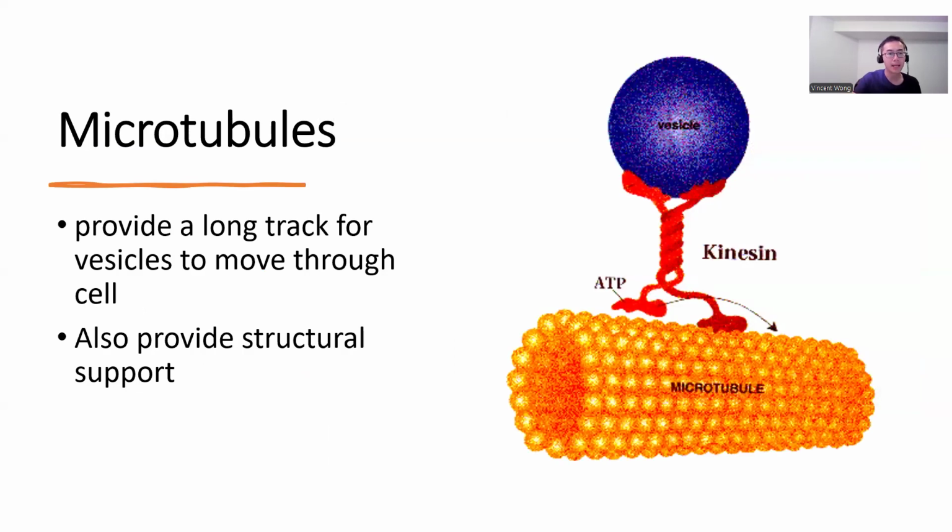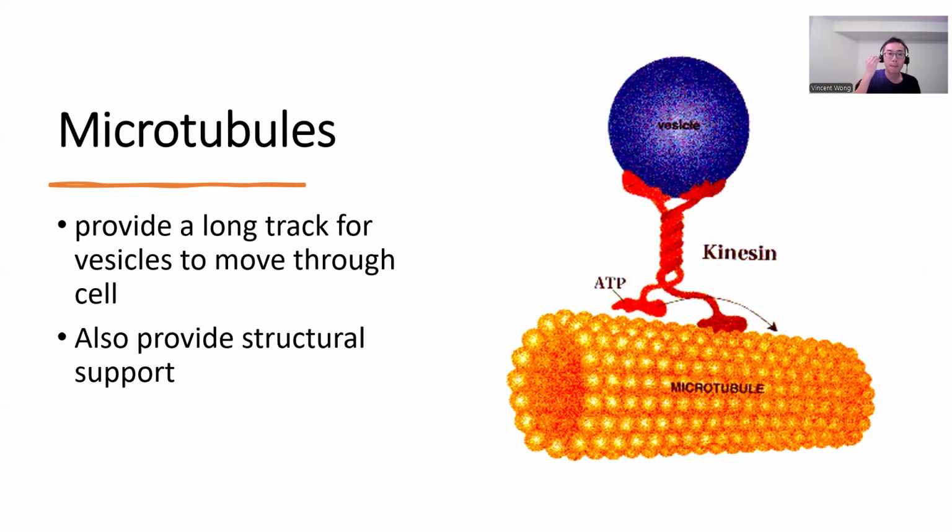Last, we have the microtubules, okay? The microtubules provide a long track for vesicles to move through cells. Remember last class, we said the vesicle buds off from the rough ER, and then it needs to go to the Golgi body, right? But how does it know where to go? These things are not really thinking, you know what I mean? The cell is alive, but the vesicle is not. So how does the vesicle know where to go?